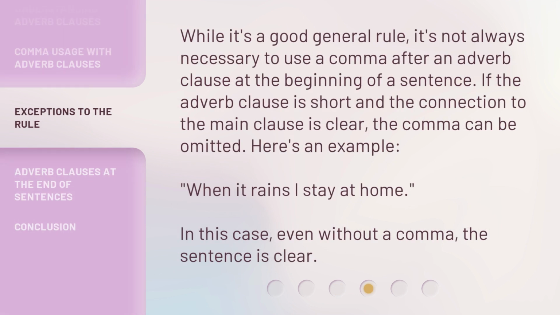While it's a good general rule, it's not always necessary to use a comma after an adverb clause at the beginning of a sentence. If the adverb clause is short and the connection to the main clause is clear, the comma can be omitted. Here's an example: when it rains, I stay at home. In this case, even without a comma, the sentence is clear.